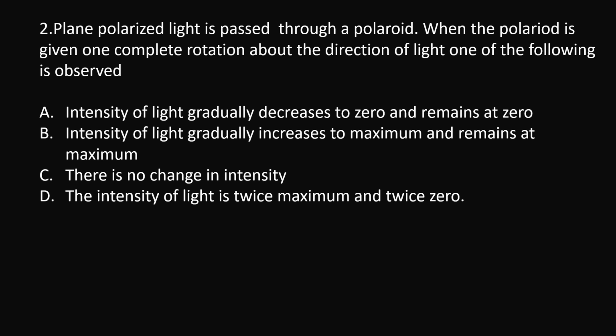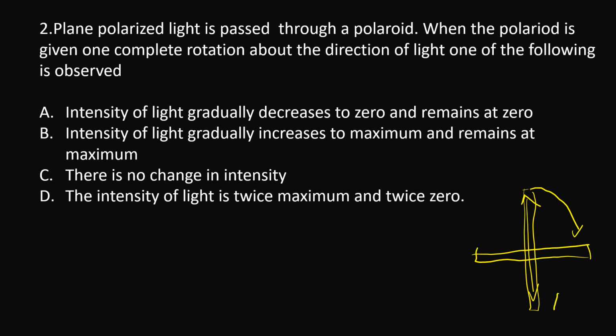Plane polarized light is passed through a Polaroid. When the Polaroid is given one complete rotation about the direction of light, one of the following is observed. Options are given. Consider this is a Polaroid and this allows light which are vibrating in this plane. So we are going to rotate the Polaroid. When the Polaroid becomes 90-degree, the vibrations cannot pass through the plane. So the intensity becomes 0.